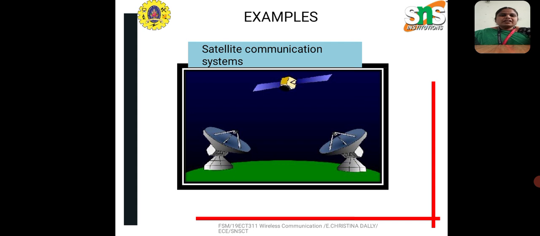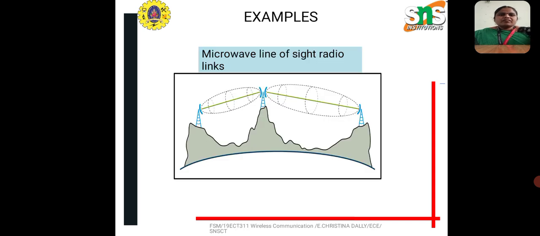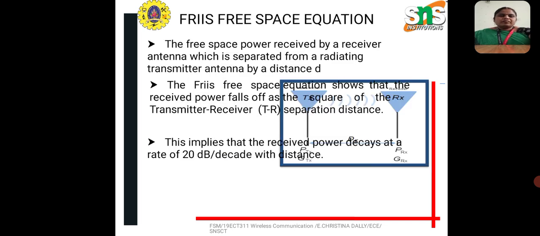For example, if we take an example for this propagation model, the satellite communication systems, we have the transmitting antenna and the receiving antenna, and the signal is transmitted. Suppose we are using microwave, the line of sight is transmitted between the transmitter and the receiver. So here we are mentioning one of the equations, which is nothing but the free space equation.